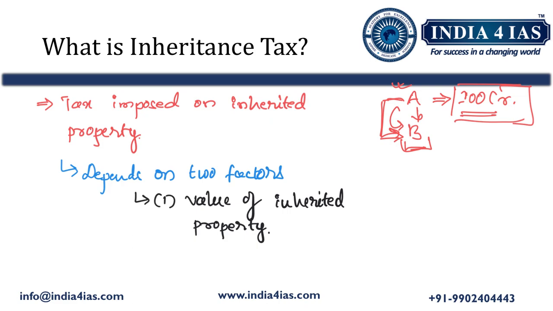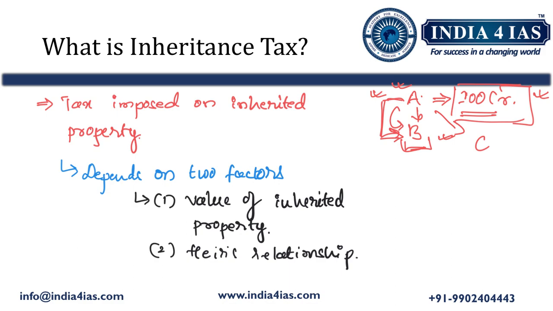One more thing about inheritance tax is that it also depends on the relationship between the two parties, that is, the deceased person and the person who is going to receive the inheritance of the property. If they have a direct relationship like father and son, then the taxation rate is different. If they have an indirect relationship, say for example the property is inherited from A by his son-in-law C, then the taxation rate also varies. So the taxation rate varies based on the value of the wealth that is going to be inherited and the relationship between the deceased person and the heir who is going to inherit the property.